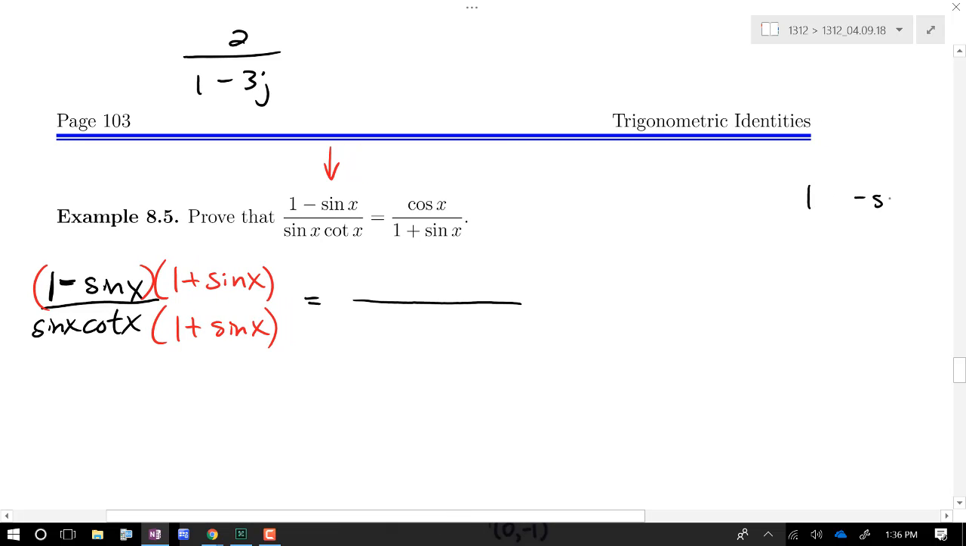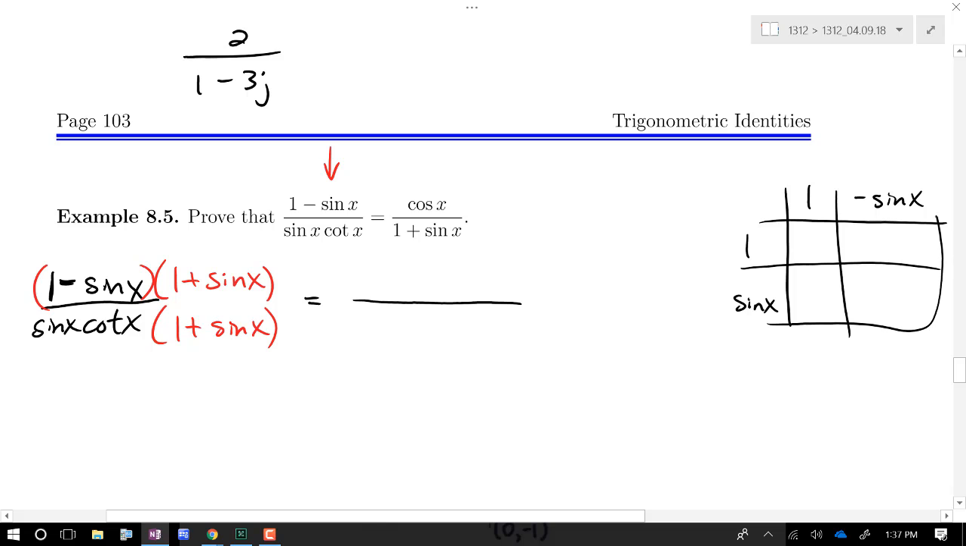We have 1 minus sine x, and then 1 plus sine x. Let's FOIL this out. We get 1 minus sine x plus sine x minus sine squared x. And of course the minus sine x and the plus sine x cancel. So we just get 1 minus sine squared x up top. On the bottom we've got sine x times cotan x times 1 plus sine x.